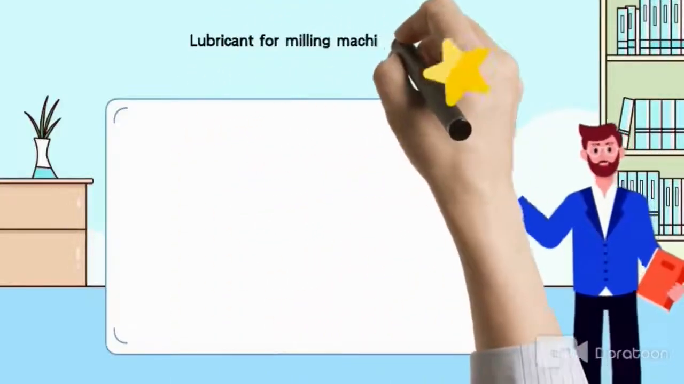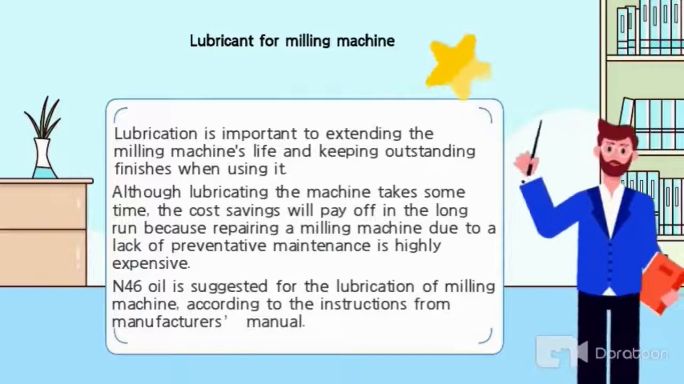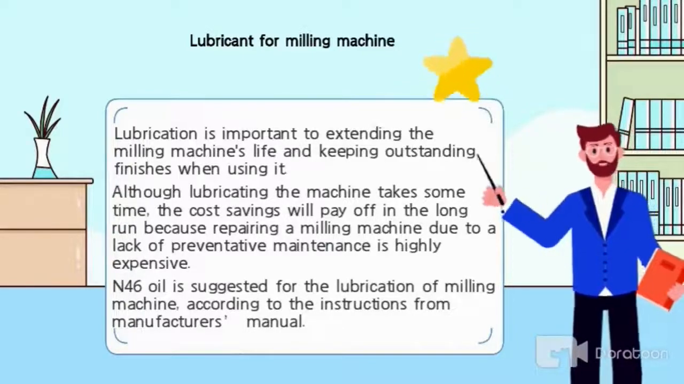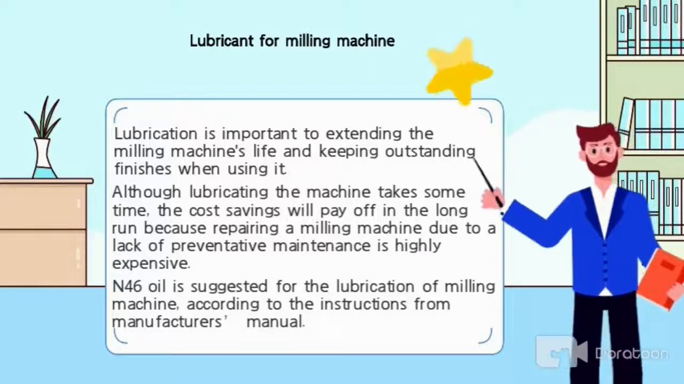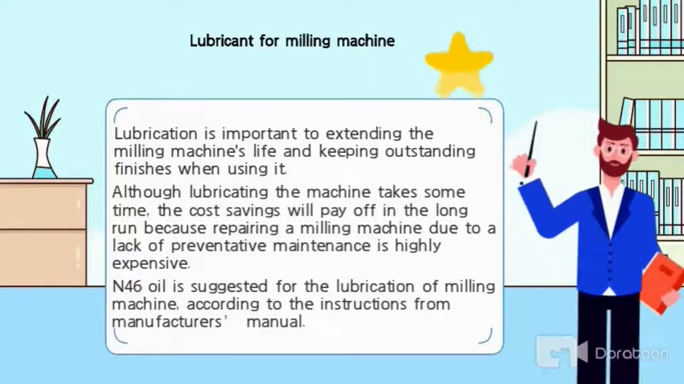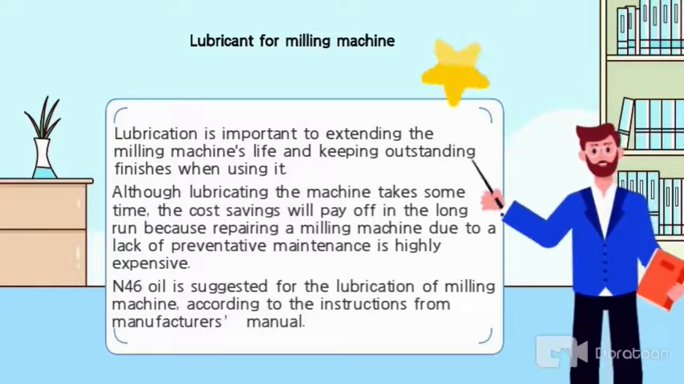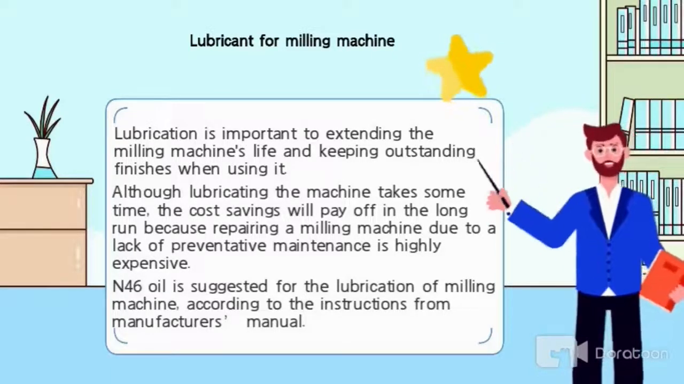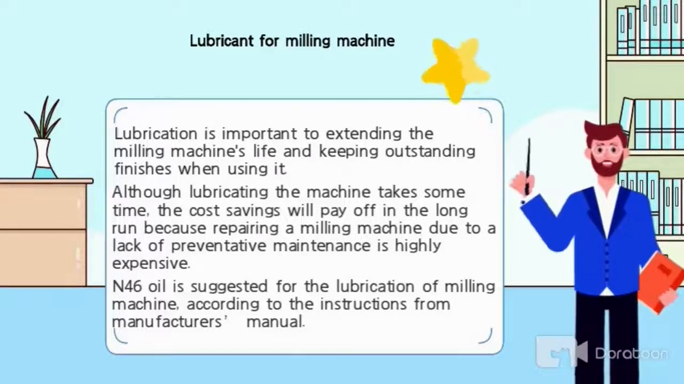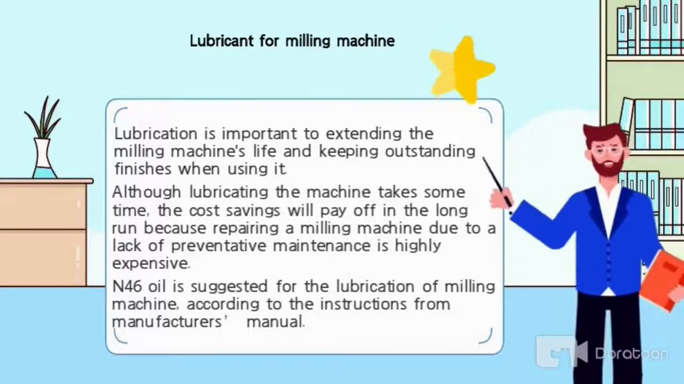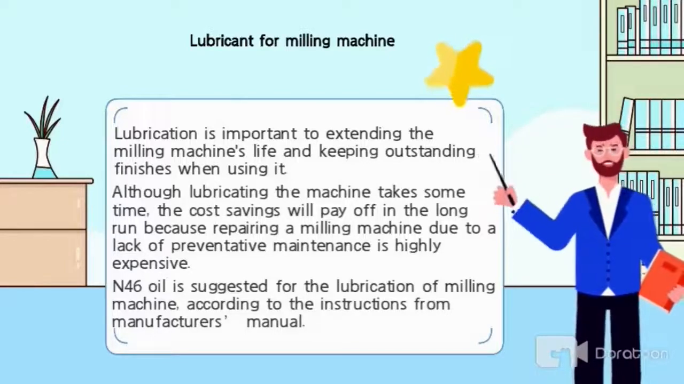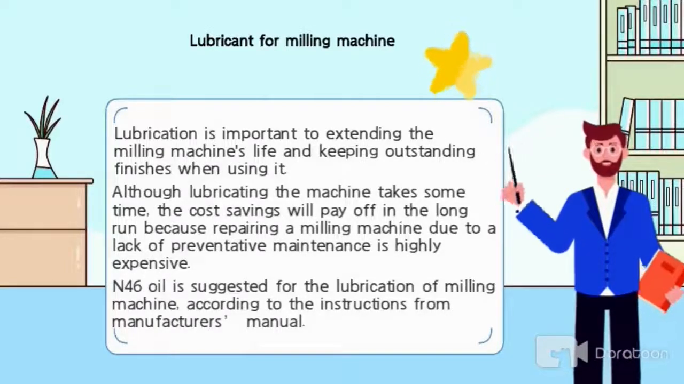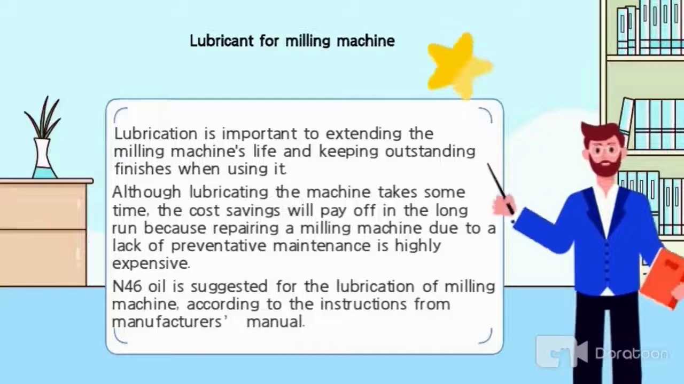Next, we move to lubricant for the milling machines. Lubrication is important to extending the milling machine life and keeping outstanding finish when using it. Although lubricating the machines takes some time, the cost saving will pay off in the long run because repairing a milling machine due to a lack of preventive maintenance is highly expensive. And 64 oil is suggested for the lubrication of the milling machines according to the instruction from the manufacturer's manual.